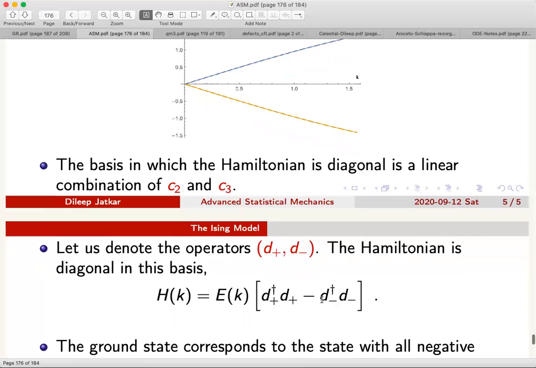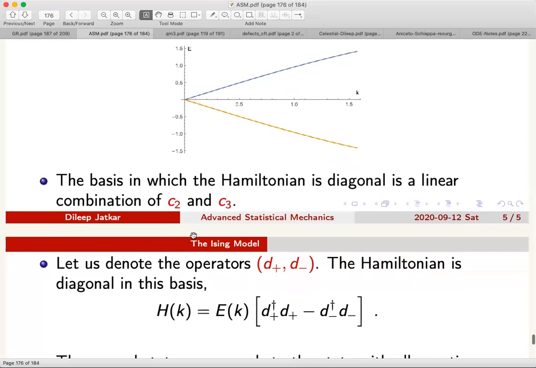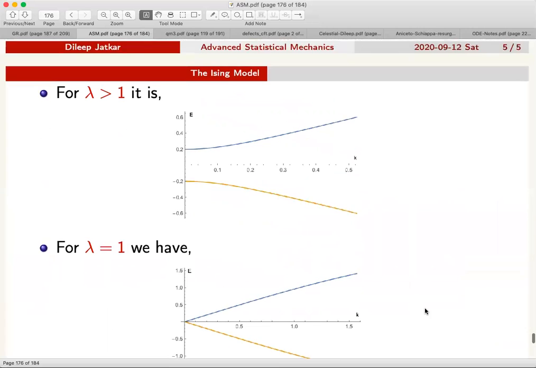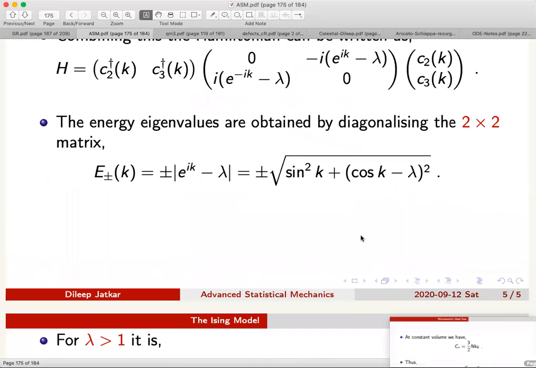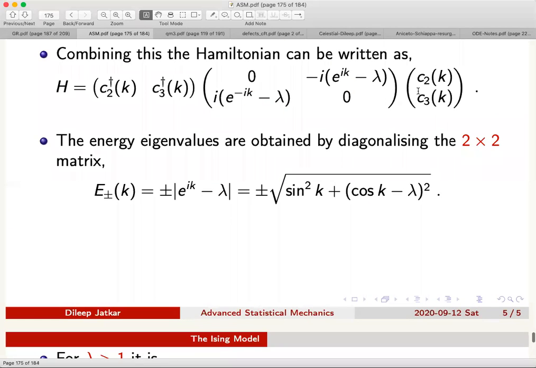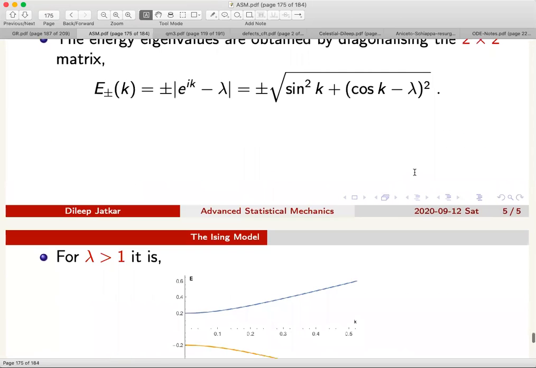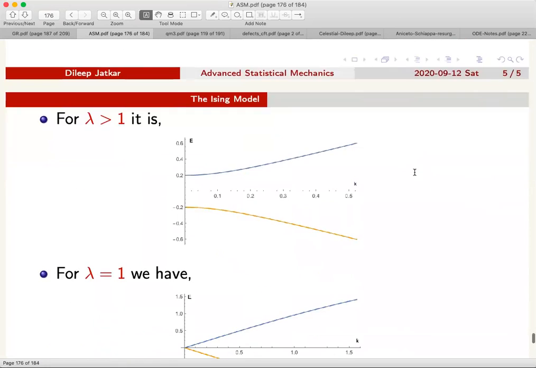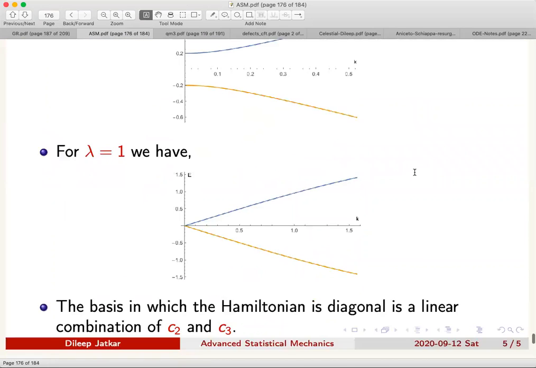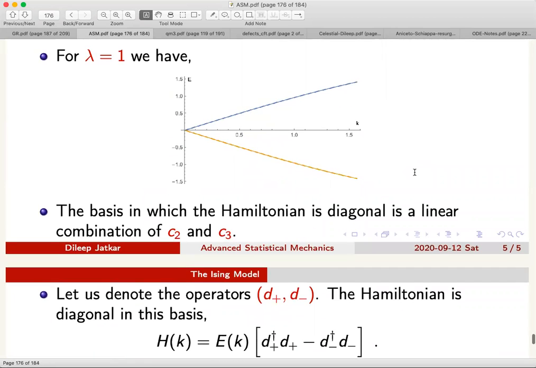Now I'm not telling you what is the linear combination of C2 C3 that gives you D plus and D minus, but that is not a very difficult thing to do. All you have to do is to find out which matrix, similarity transformation matrix, diagonalizes this. That would tell you how you write down this column vector in terms of D plus and D minus. For a 2 by 2 matrix, it's not such a complicated exercise.